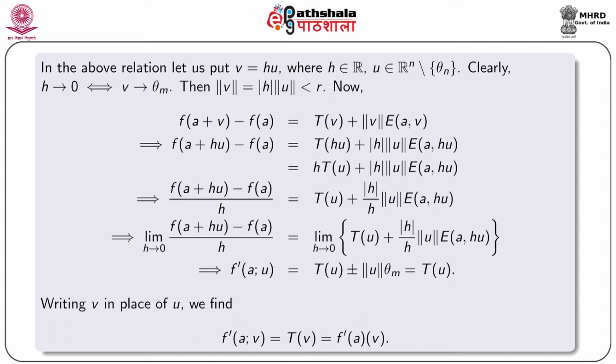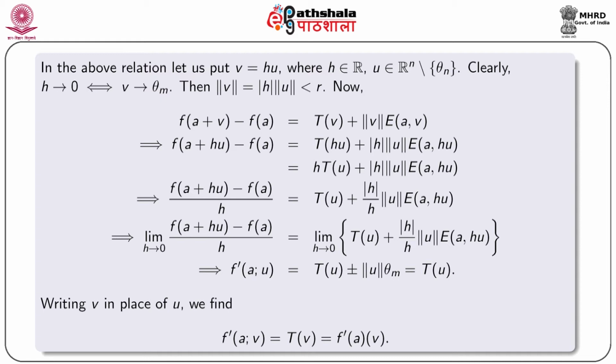In the above relation, we put V equal to hu, where h is a real number and u is some non-zero vector in Rn. Clearly, h tends to 0 if and only if V tends to θn. Then ‖V‖ equals |h|‖u‖, and this must be less than R. Now, from the first order Taylor formula, we have f(A + V) − f(A) equal to T(V) + ‖V‖E(A,V). Now, we replace V by hu. So, we have f(A + hu) − f(A) equal to T(hu) + |h|‖u‖E(A,hu). Now, T is linear, so we can write this equals h times T(u) + |h|‖u‖E(A,hu).